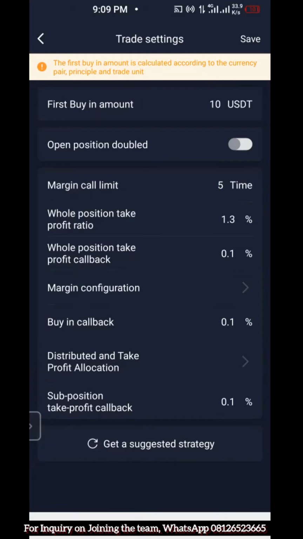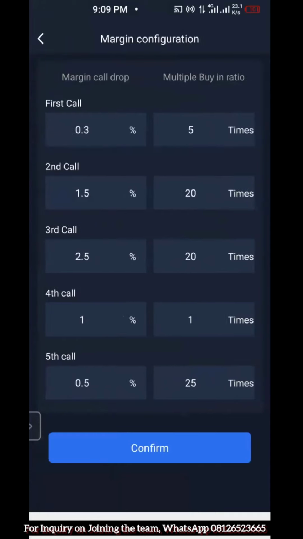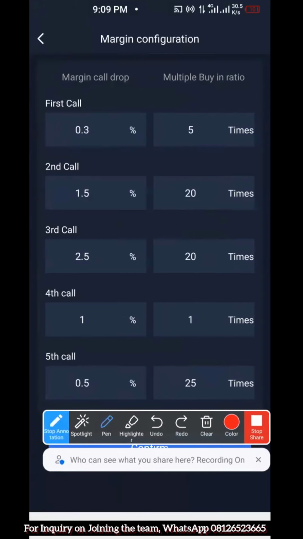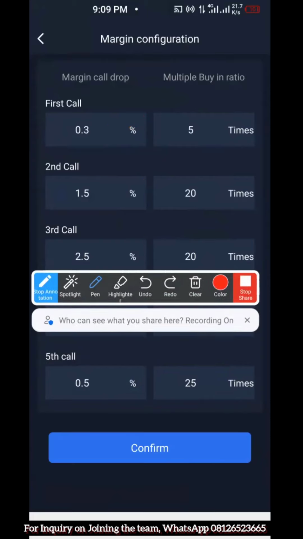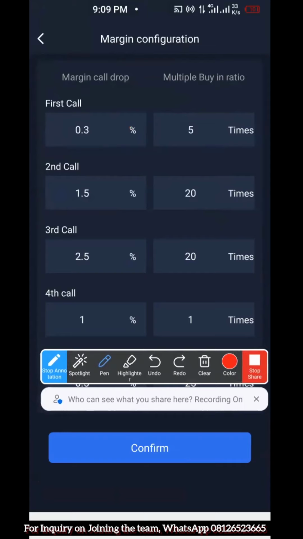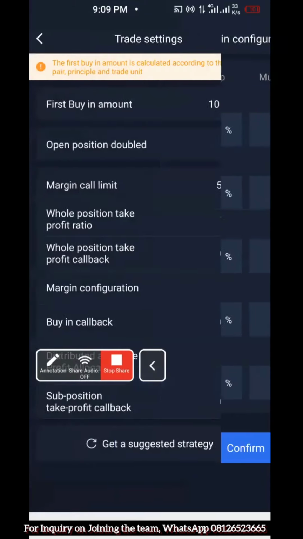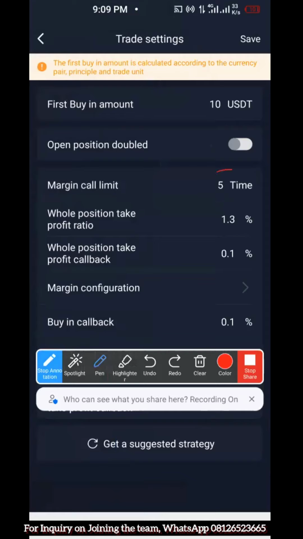So let's stop using Coke for now because we're using the coin. So let me click on margin configuration now to just show you what I just demonstrated. All right. So you see on margin configuration, you can see we have 5 calls. 1, 2, 3, 4, 5. 5 calls. Because why do we have 5 calls? Because we set it that way. Let me go back so that you can see it clearly. Can you see I set it at 5?